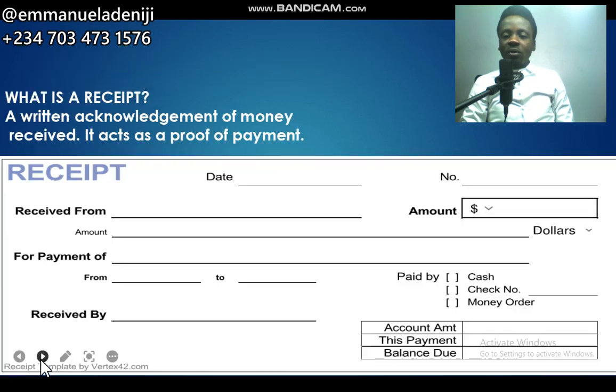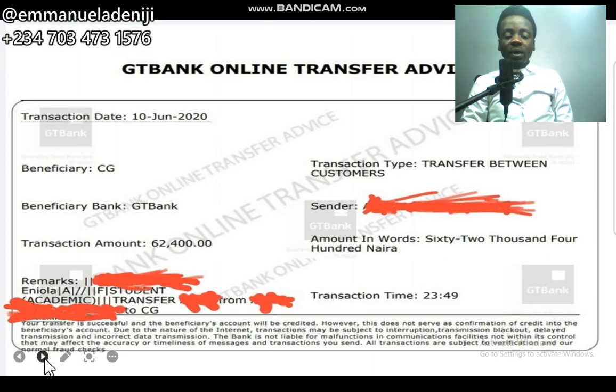Okay, let's talk about a receipt very quickly. A receipt is a written acknowledgement of money received, and it's also a proof of payment. It shows you all these details: the date, the receipt number, the amount received or the amount due, and all of that. It can also be the one which was generated when payment was made through online transfers, like you have here. It's also a receipt.